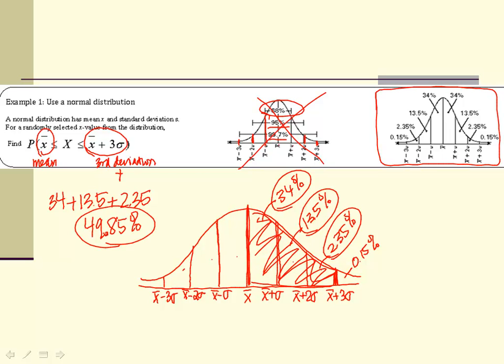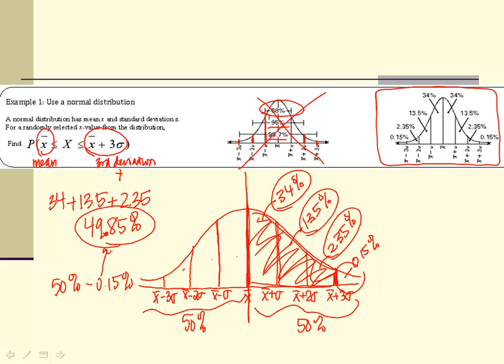And we're looking at it, basically, if my normal curve is split in half, this side would be 50% of my data, and this side would be 50% of my data. So do I really have all 50%? No, I'm missing this little extra piece. If you wanted, couldn't you have said 50% minus 0.15%? Sure, you would have gotten the same thing.